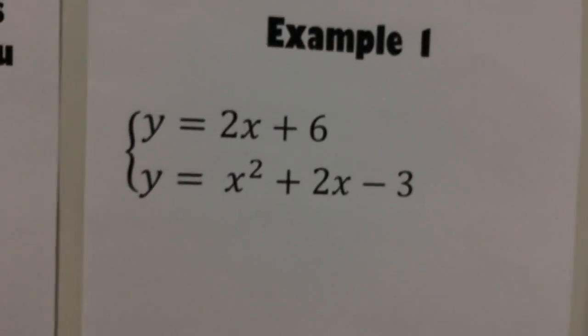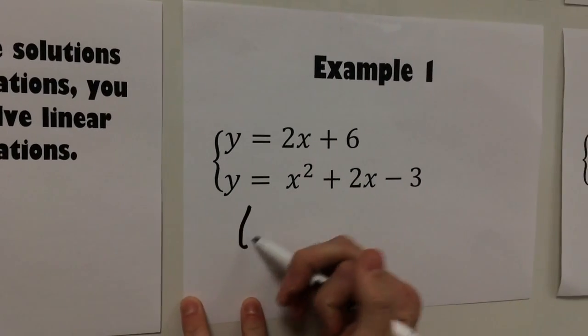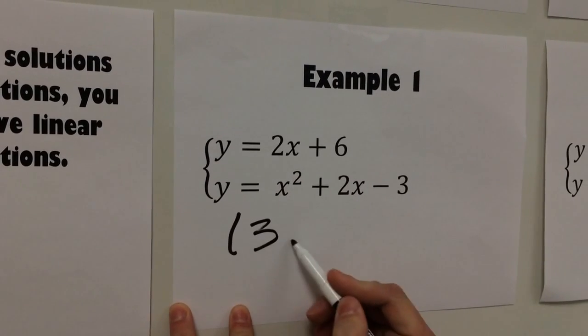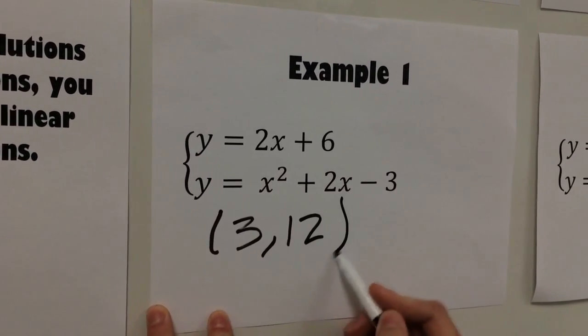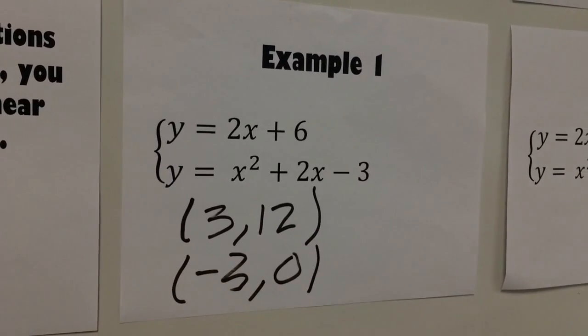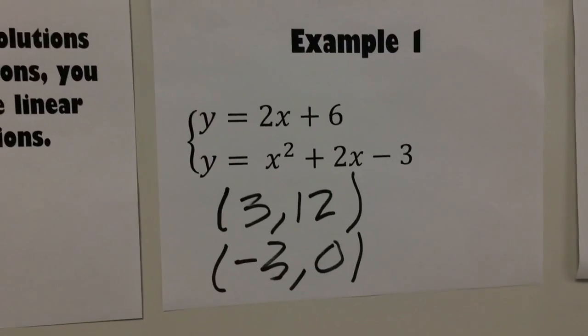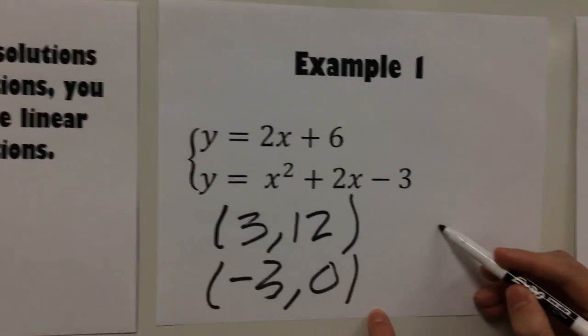So the solutions for this one are 3, 12, and -3, 0. So if you were asked that question on a test, you'd either put those answers in, or if you were asked how many solutions there were, you'd obviously put 2.